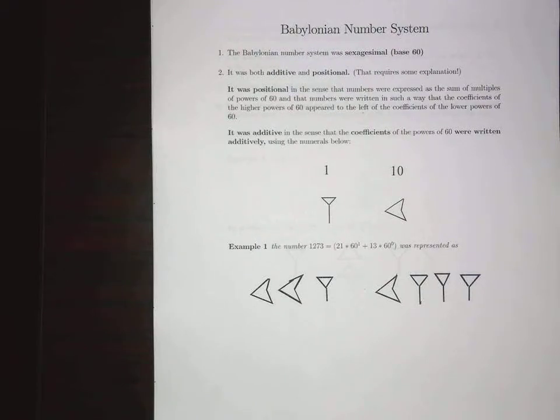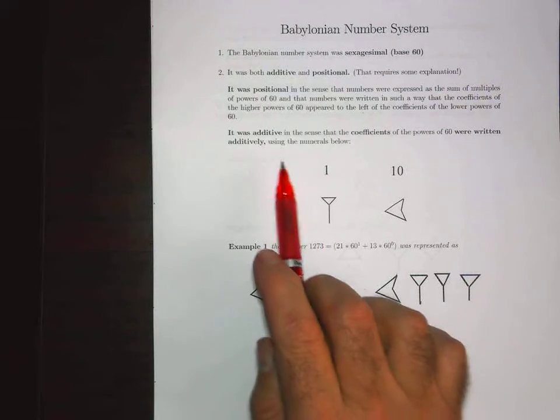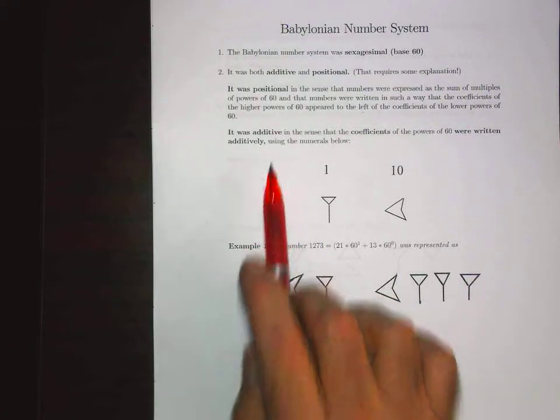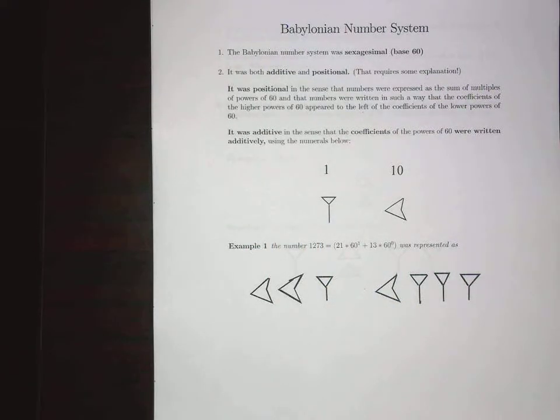The numerals denoted coefficients of various powers of 60, and the coefficients of the higher powers of 60 appeared to the left of the coefficients of the lower powers of 60. Now, the Babylonian number system was additive in the sense that the coefficients of the powers of 60 were written additively.